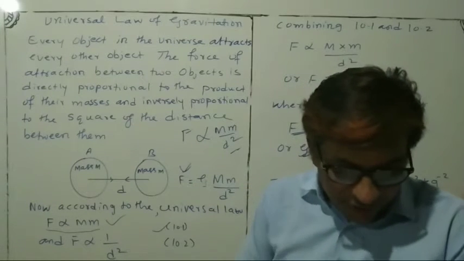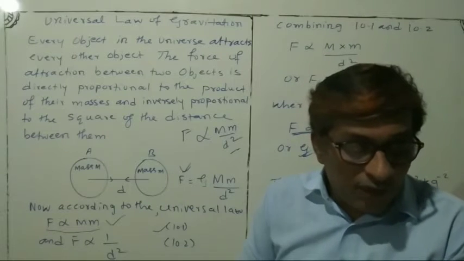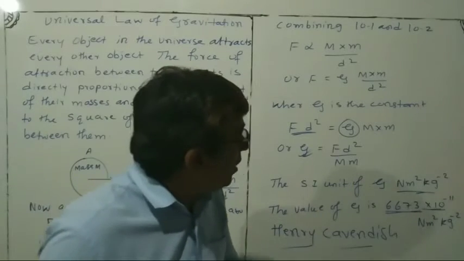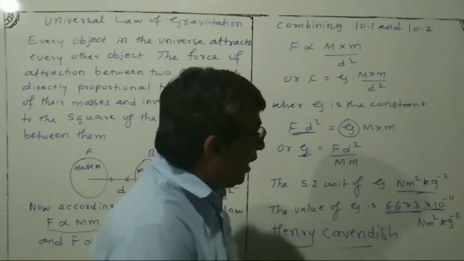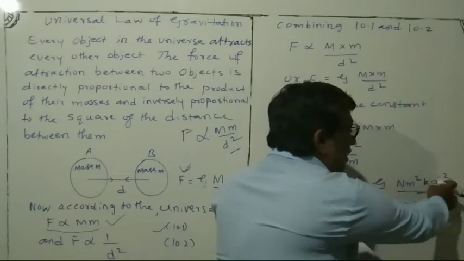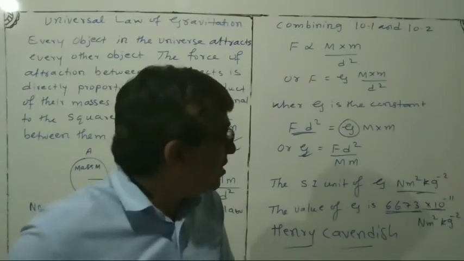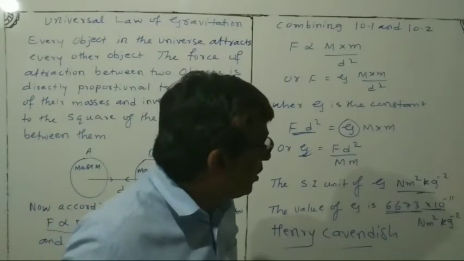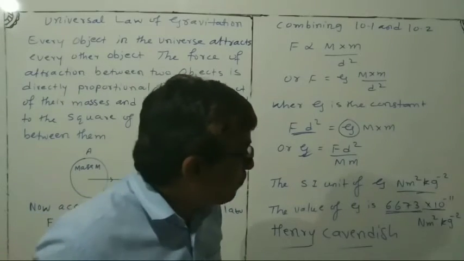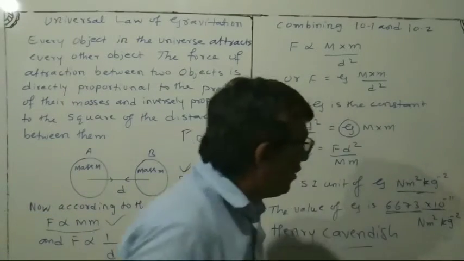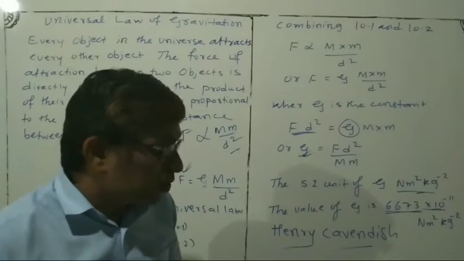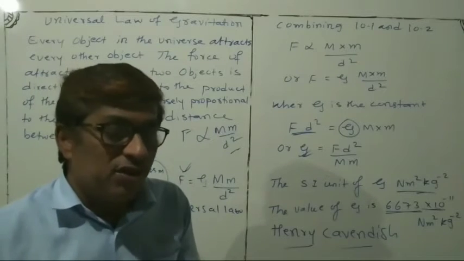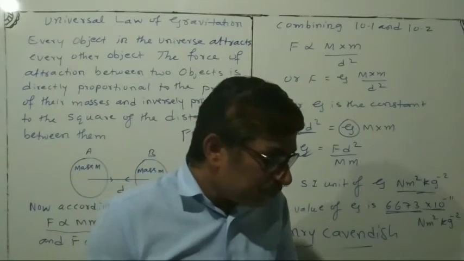Then the next one: what is the SI unit of G? The SI unit of G is Nm square kg minus 2. See how we write capital N, small m square kg minus 2. And the value of G is 6.673 multiplied by 10 raised to negative 11 Nm square kg minus 2. The value of G was found out by Henry Cavendish. Okay, these are the things we learned.